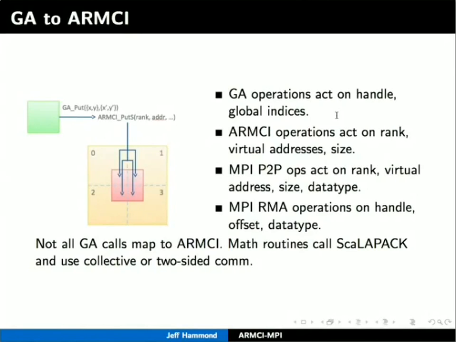If we contrast that to what MPI does, MPI sends data from ranks, virtual addresses, and sizes, much like ARMCI. One of the challenges for ARMCI-MPI is that MPI RMA acts on handles and offsets, but that was a problem that Jim solved. It was non-trivial, but fortunately it didn't change from MPI-2 to MPI-3. You still have to be able to translate from virtual addresses to a window object. So that's that build.